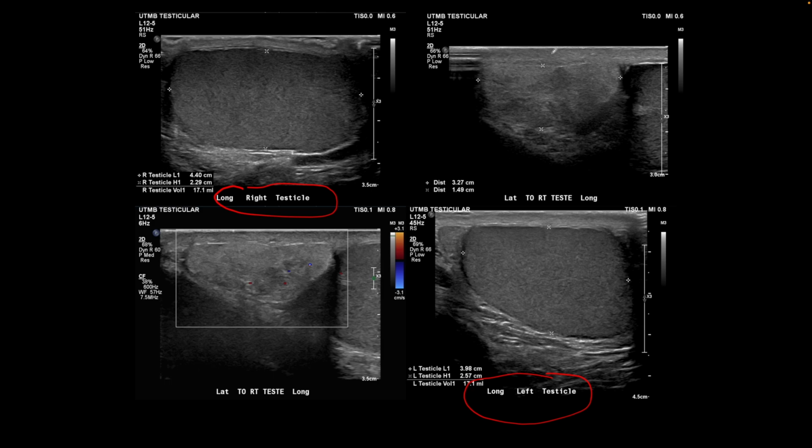So there is a heterogeneous hyperechoic mass that is seen here and measured, and this mass is lateral to the right testicle, and they're showing it to us in a long axis view. And the color Doppler image shows that there is some blood flow inside this mass. So this is a hyperechoic mass adjacent to the right testicle. And so what benign pathology could this be?